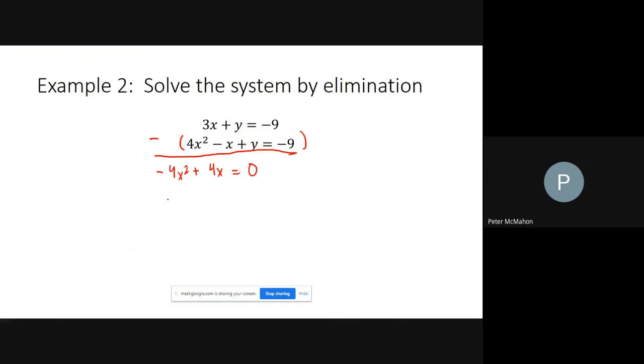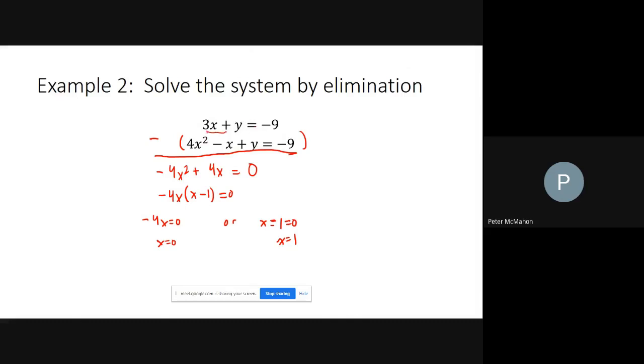Similar to the last equation, I'm going to factor out a negative 4x, and I'm left with x minus 1 equals 0. It's the same thing: either negative 4x equals 0 or x minus 1 equals 0. That means x equals 0 or x equals 1. Same thing, now I need to figure out what our y values are.